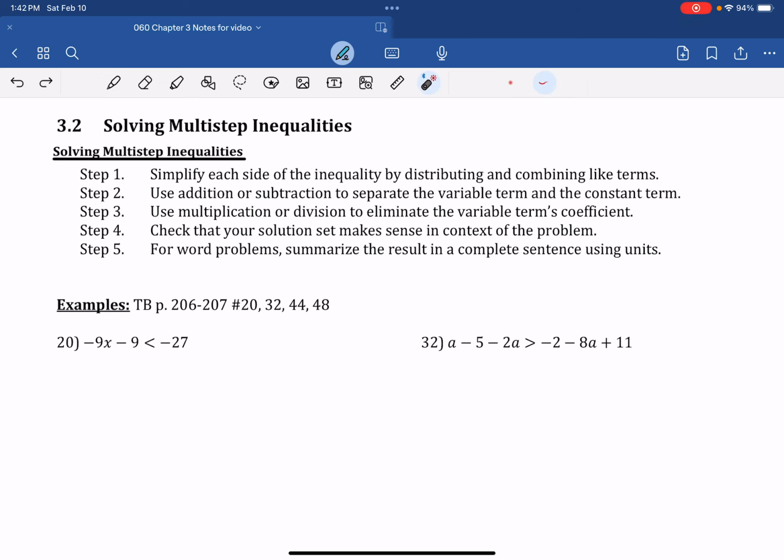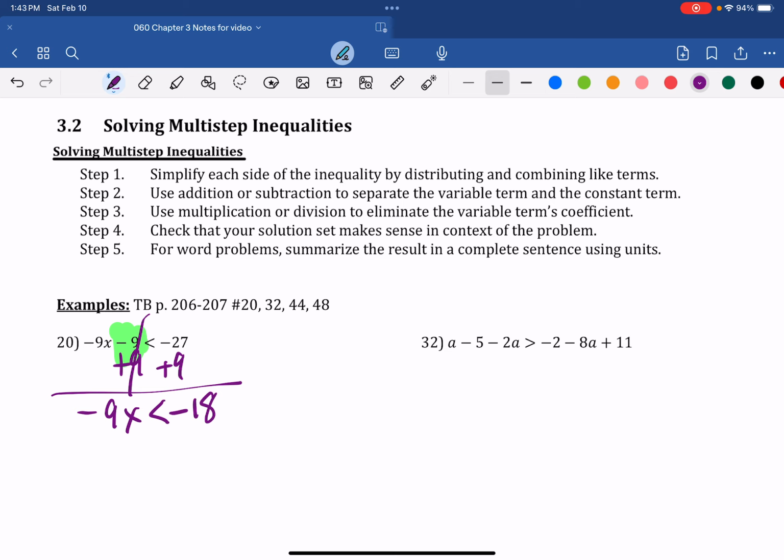We have negative 9x minus 9 is less than negative 27. And if we look at both sides, we already have them in simplest form. There are no like terms, so we can move on to step 2, which has us separate the variable term from the constant term. So we'll start with moving that constant term using inverse operations. We're going to add 9 to both sides.